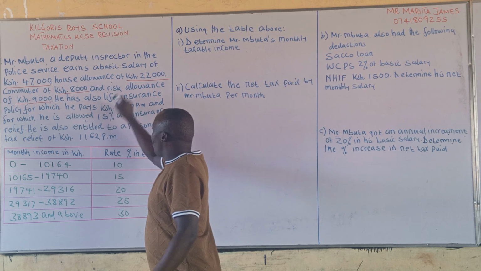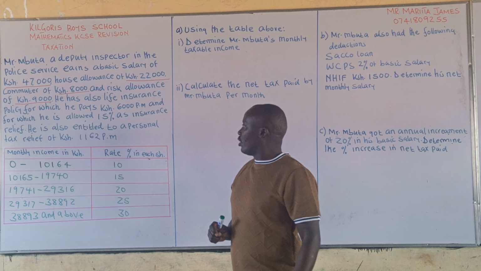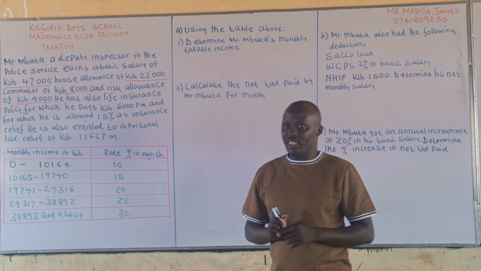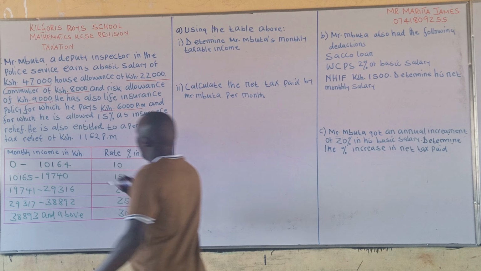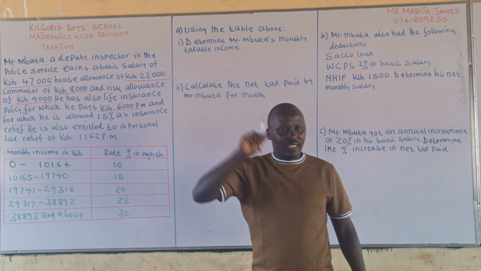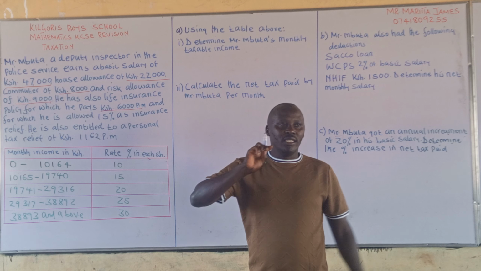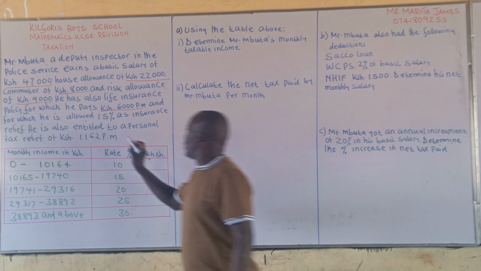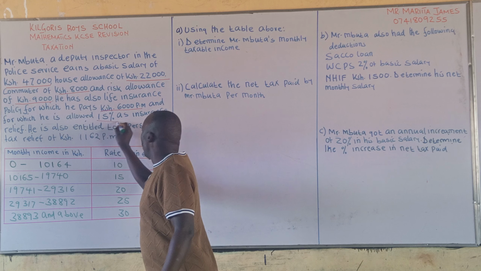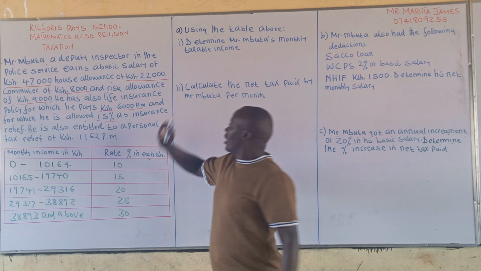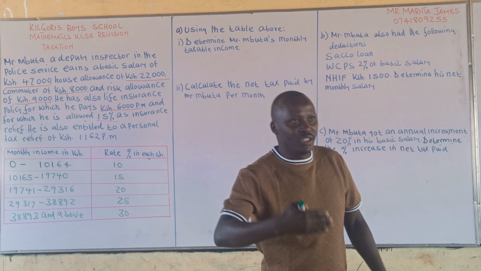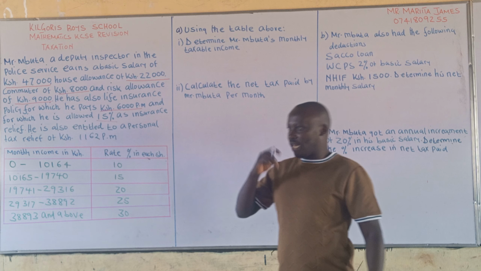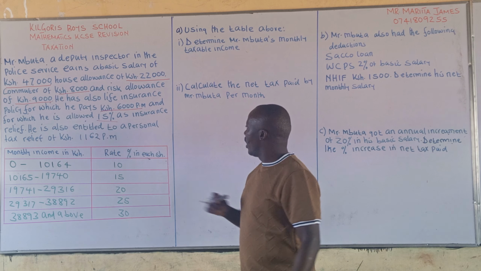He has also a life insurance policy for which he pays 6,000 per month. And on this 6,000 per month, he is given a relief of 15%. So we are going to calculate the 15% of 6,000 to see how much relief he gets per month from the life insurance policy.